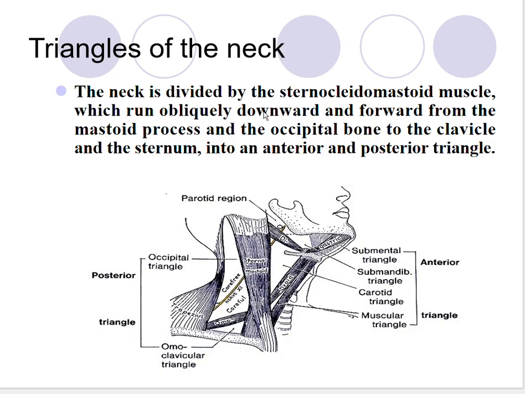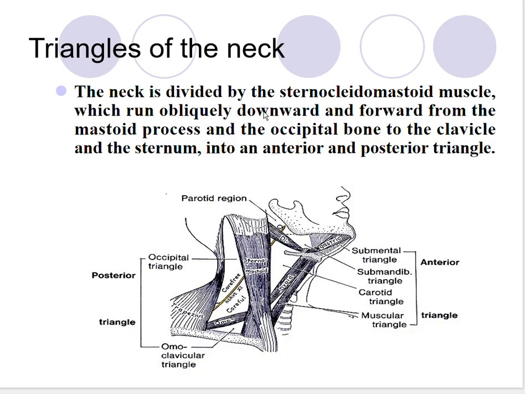from the neck. You have a very important muscle that divides. Basically the neck, we have two triangles, the anterior triangle and the posterior triangle. There are other triangles also, but we are trying to focus on these two today. So you have your sternocleidomastoid muscle. The sternocleidomastoid muscle is running down obliquely from the mastoid process and the occipital bone to the clavicle and the sternum. And this is where it divides the neck into anterior and posterior triangles.